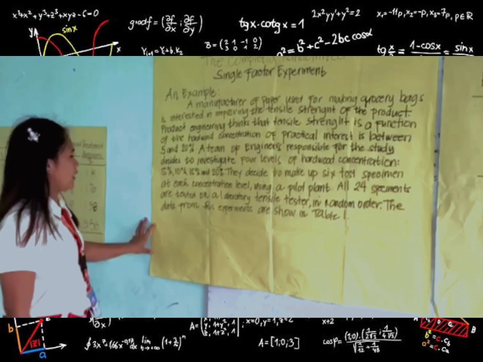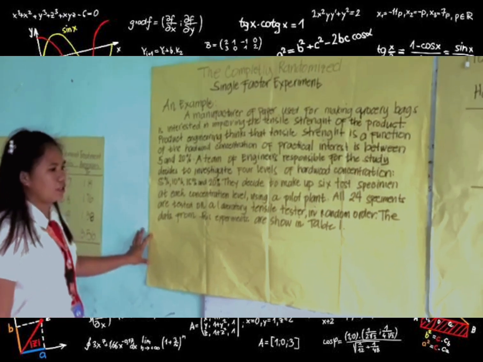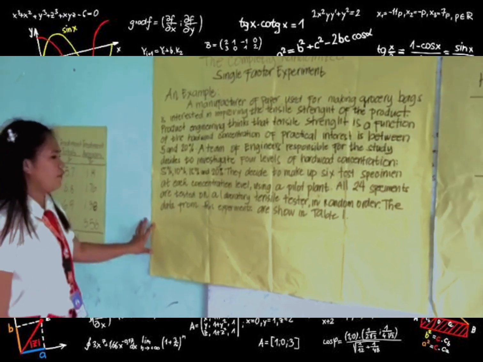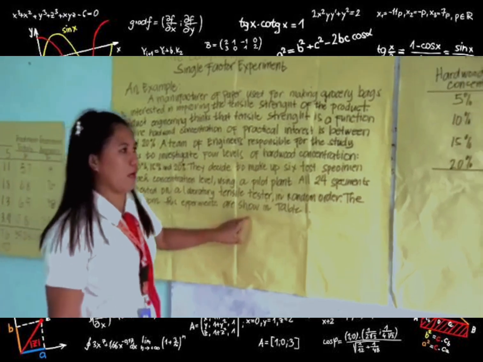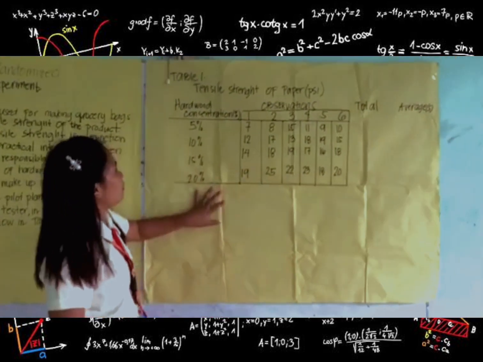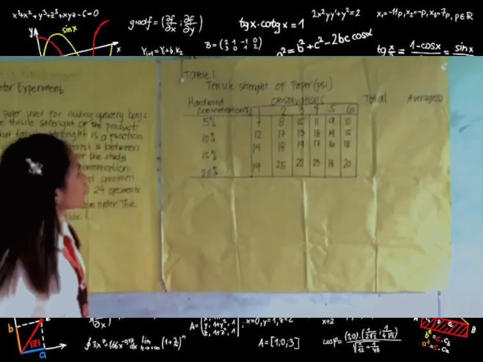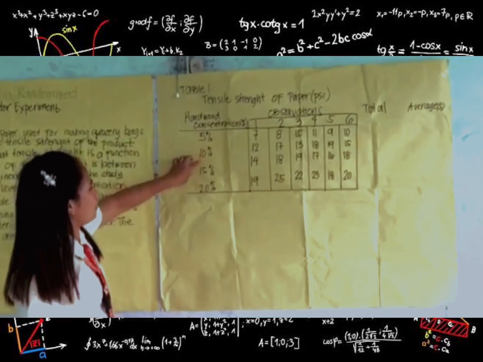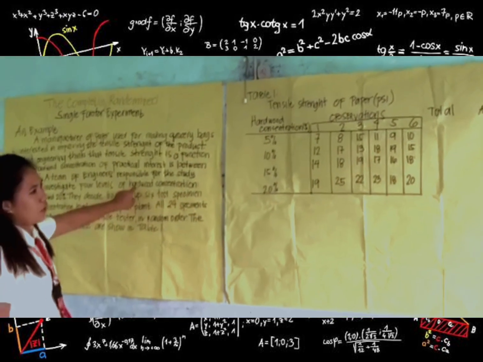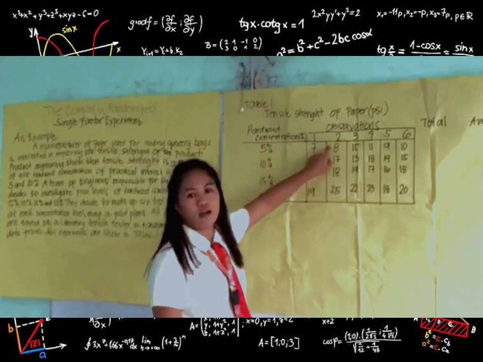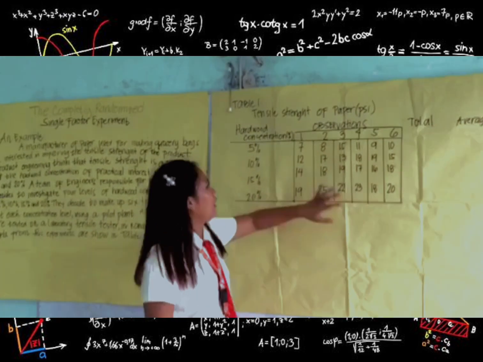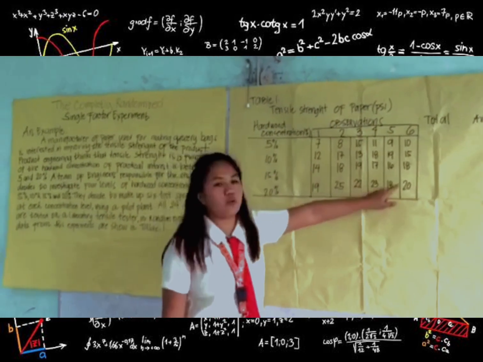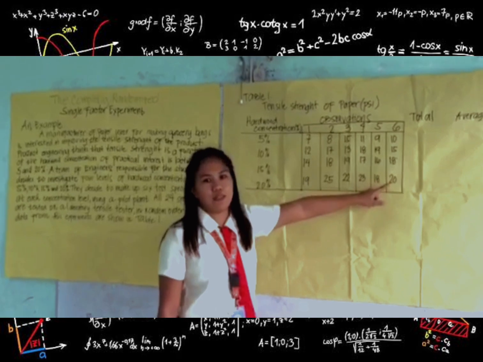All 24 specimens are tested on a laboratory tensile tester in random order. The data from these experiments are shown in Table 1. So, this is the table that we will solve. First, what is given is 5%, 10%, 15%, and 20%, which is the hardwood concentration. Then we have the observations, and then the specimens, 7, 12, 14, 19, up to 20.